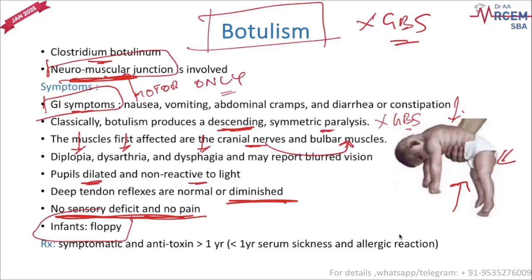What do you need to look out for? How do you treat it? With an antitoxin. This treatment is preferred if the kid is more than 1 year. Less than 1 year, it is not preferred because it might cause allergic reaction and serum sickness. Symptomatic treatment, obviously, you will be giving depending on what symptoms the patient is having. Antitoxin is the treatment of choice in the more than 1 year age group. Less than 1 year, it is not preferred.